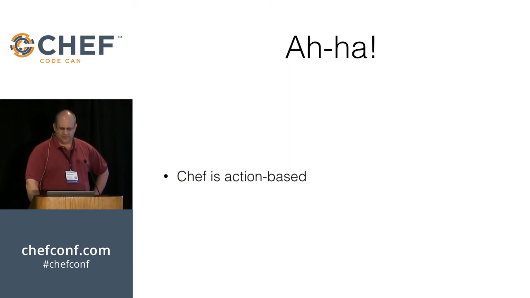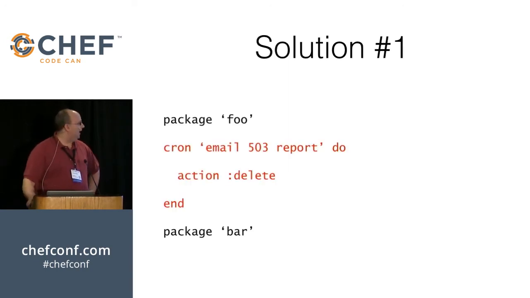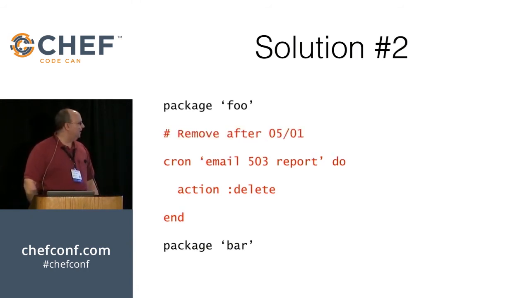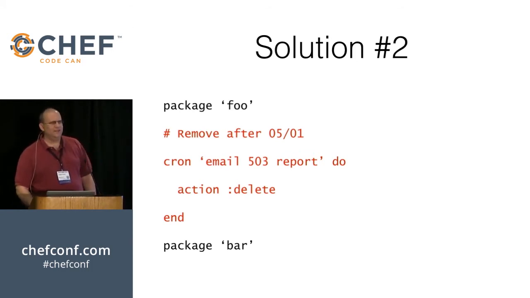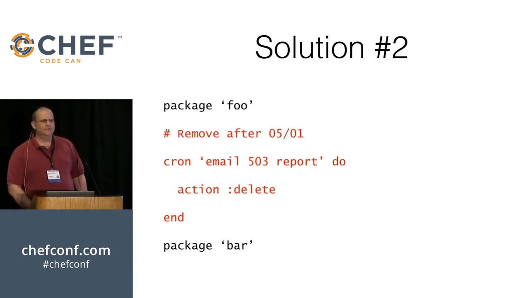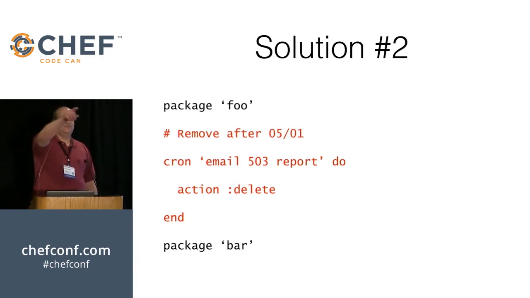So the first solution you come back with is, okay, you add the report back in with action delete. Yes, it'll take care of it, but you don't want to accumulate a bunch of technical debt. Aha, add a comment: remove after 5.1. So, show of hands, how many people who have done this actually go back and do these things? You're the exception back there, and I think you're lying.